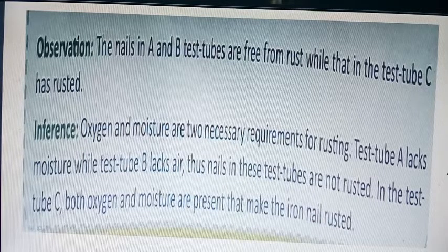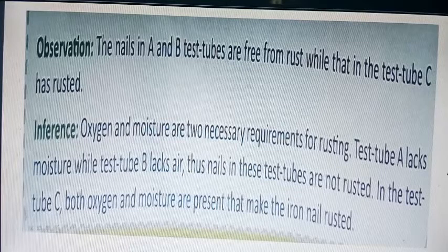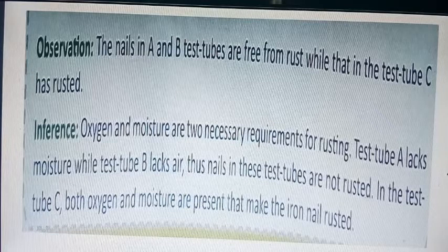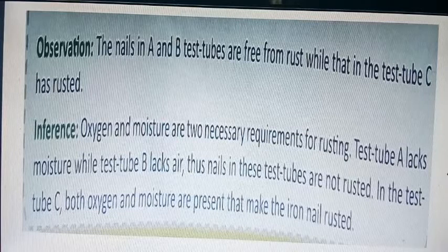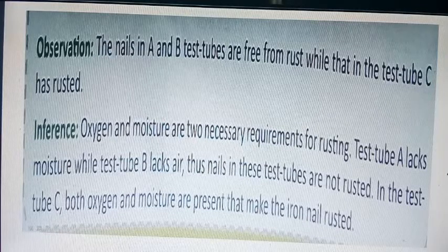That means for rusting, both conditions are required. Air and water, both are required. That means moist air. We need to keep iron away from moist air in order to prevent rusting. So the inference, that is the conclusion: oxygen and moisture are two necessary requirements for rusting. Test tube A lacks moisture while test tube B lacks air. Thus the nails in these test tubes are not rusted. In test tube C, both oxygen and moisture are present, which makes the iron nail rust.